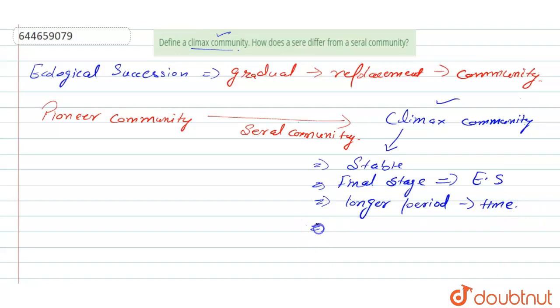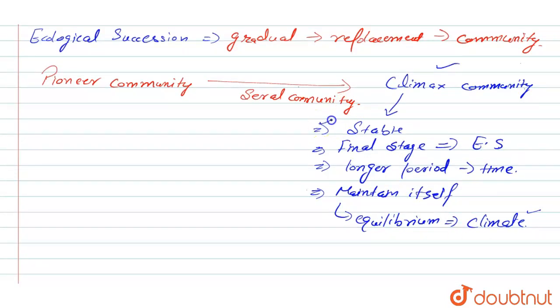It can maintain itself. The members or species living in this community maintain themselves in equilibrium with the climate, so they can survive in the climate of that area. That's why it's termed the stable community, and this stable community is final and not replaced by any other community. So this is all about the climax community.